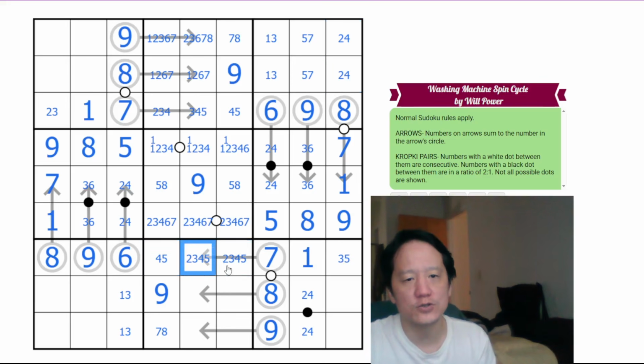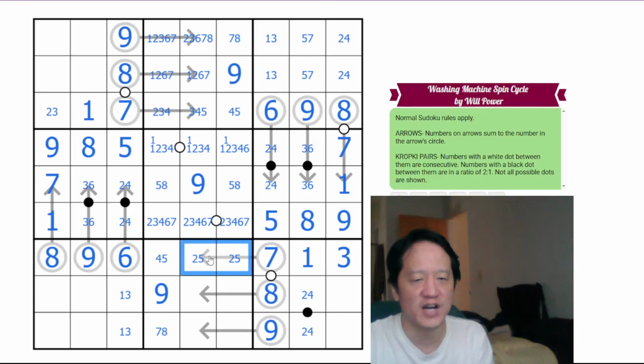This is either 2 and 5 or 3 and 4, which eliminates 4 and 5 in the rest of the row, because this is 4 or 5. So this can't be 5, it's 3, which means this can't be 3 or 4. This is 2 and 5, which eliminates 2 and 5 in the rest of the row. So this can't be 5, it's 4. 4, 9, and 8 add up to 21, because these add up to 24. 24 plus 21 is 45.